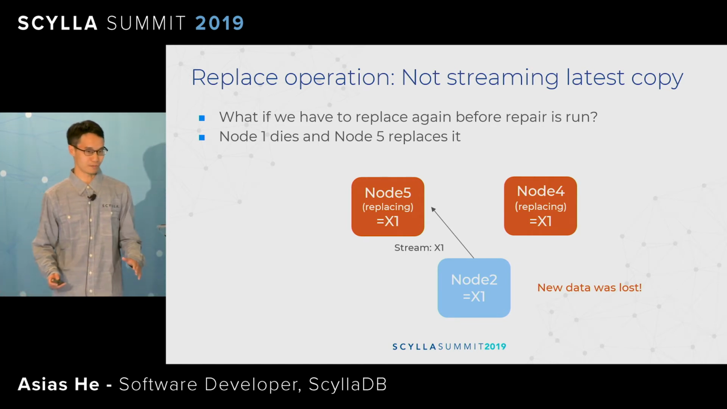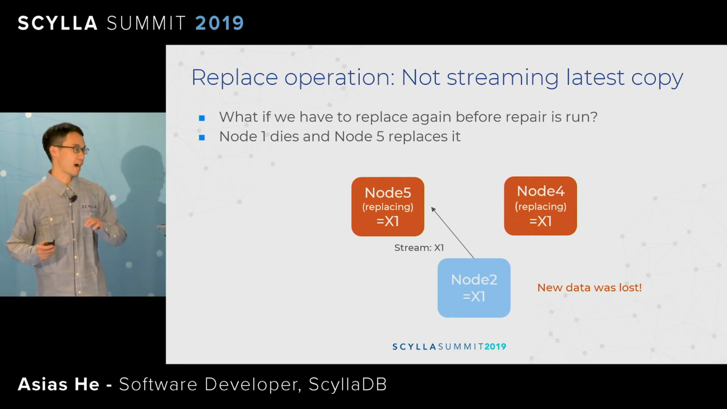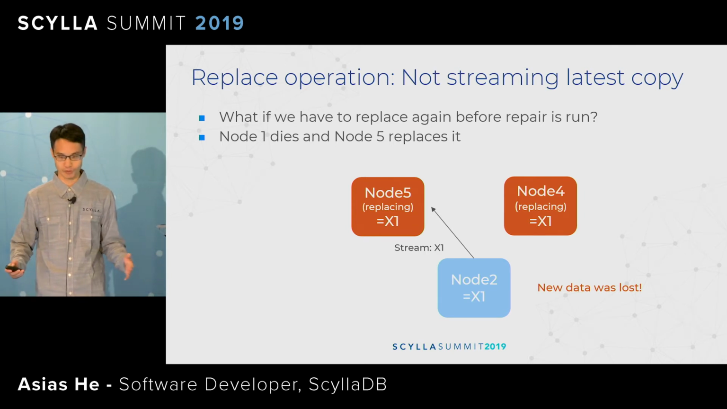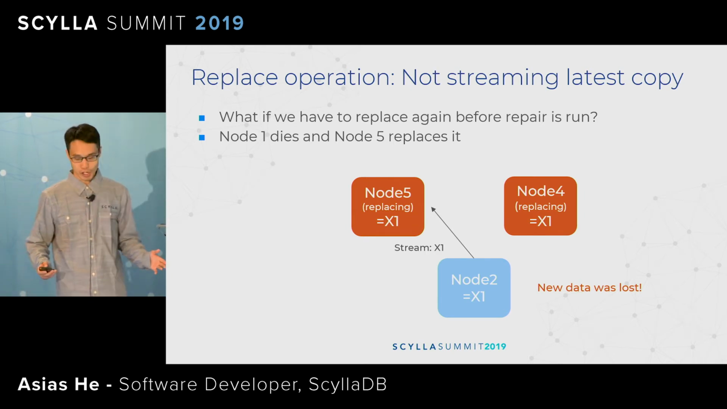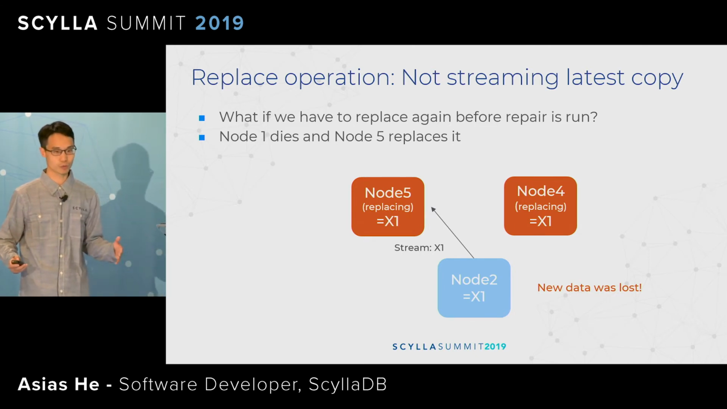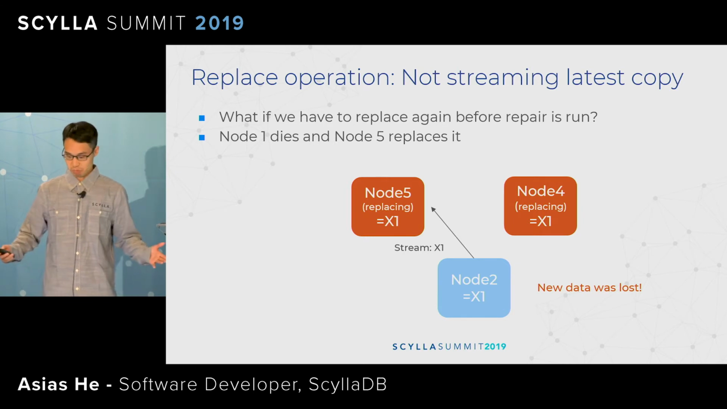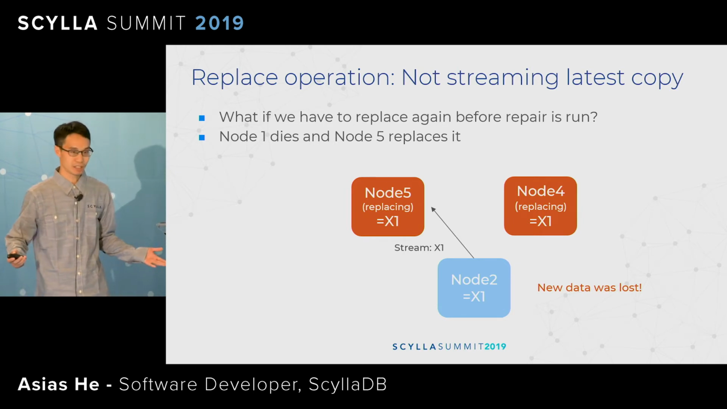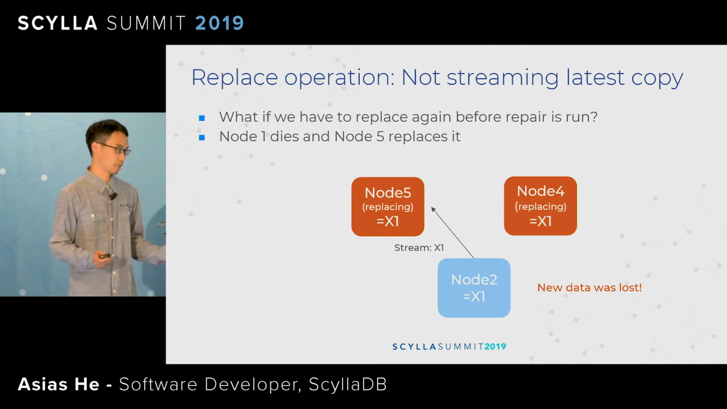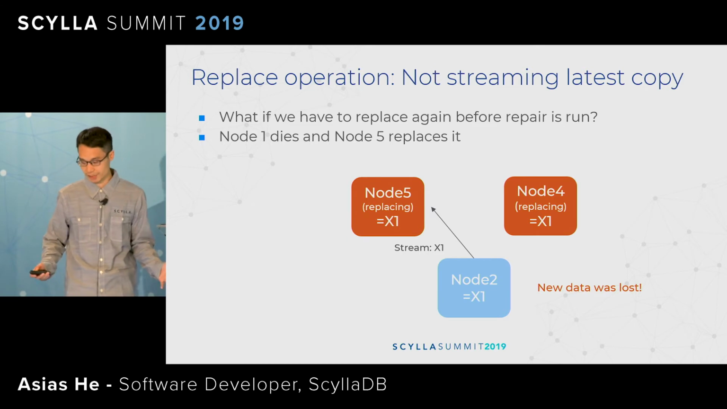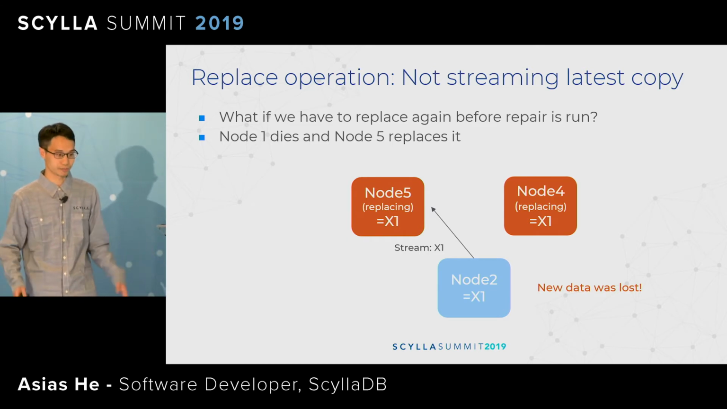What if I'm very unlucky and we have to do another replace operation before the repair is run? In this case, node 1 dies. We use node 5 to replace it. So in this case, we will have to stream the old copy because the latest copy is lost already. In this case, the new data was lost.